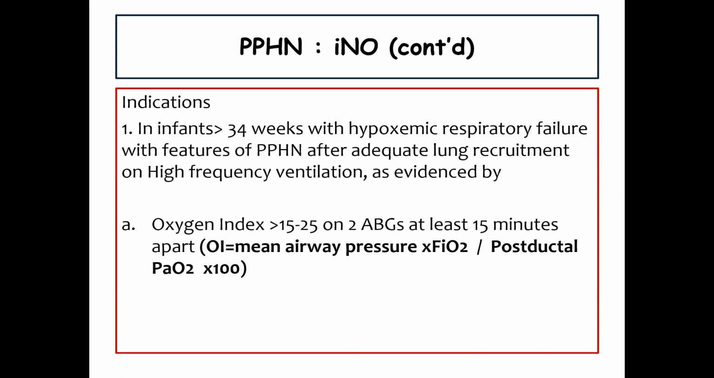So NO, which has now become a popular therapy in PPHN, is considered in newborns more than 34 weeks with hypoxic respiratory failure after achieving optimal lung recruitment. And hypoxic respiratory failure is defined as the presence of OI, the product of mean airway pressure and FiO2 divided by post-ductal PaO2, more than 15 to 25 on at least 2 post-ductal arterial blood gases.